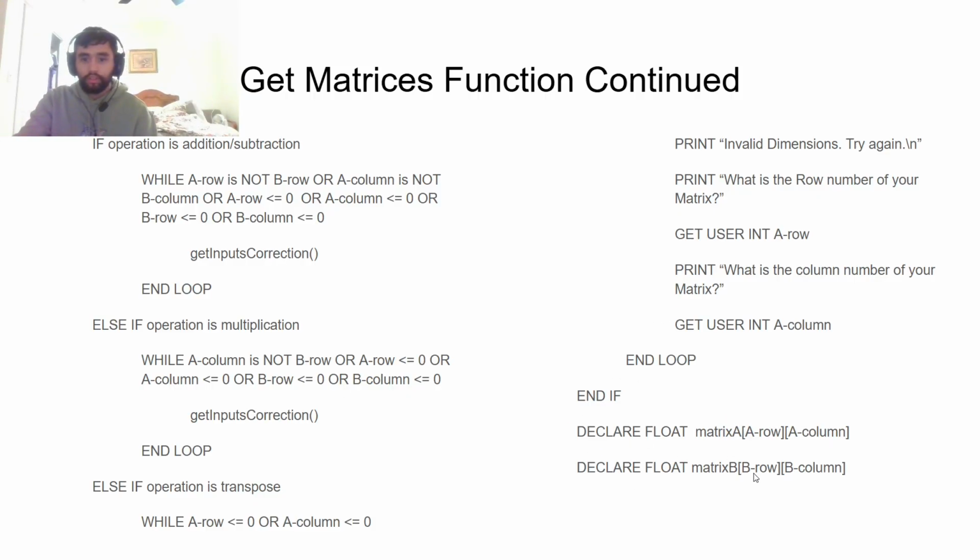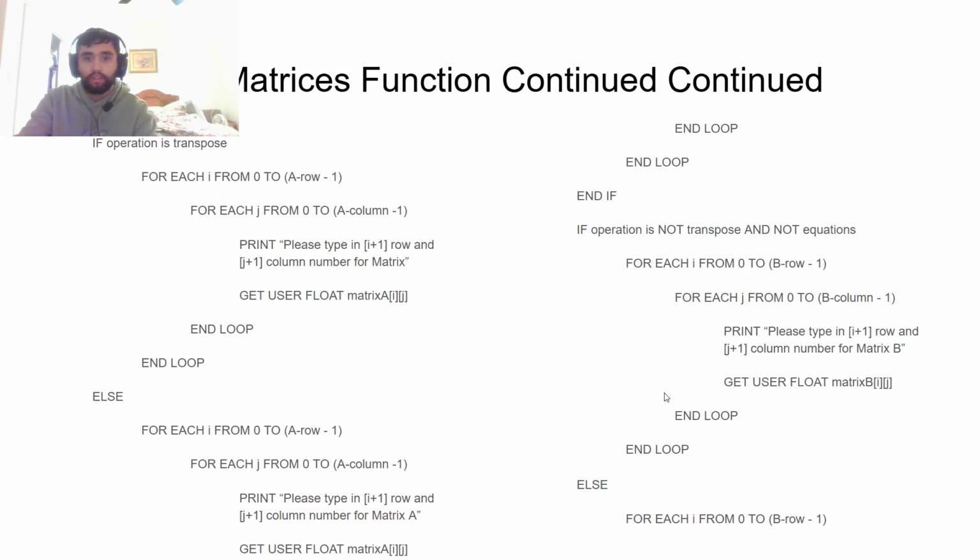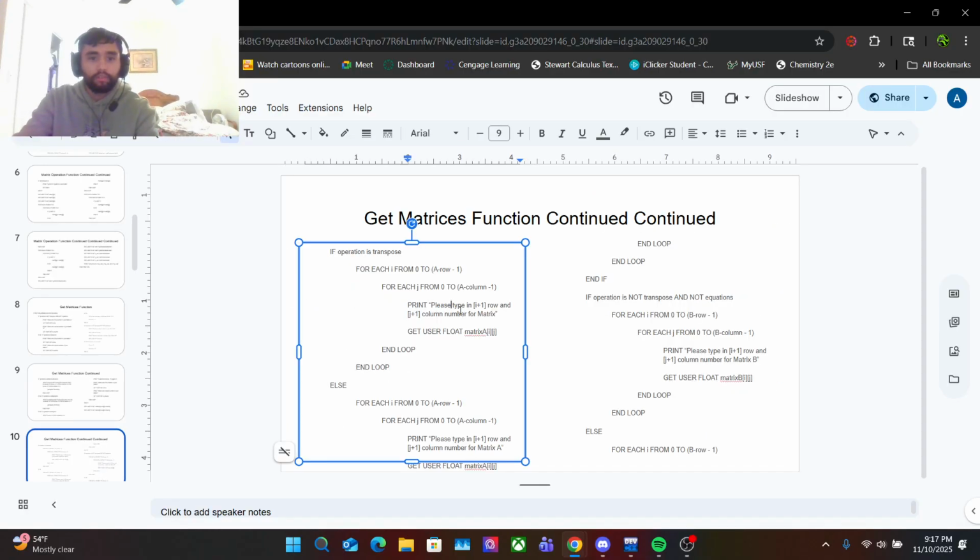And then this one declares the matrix A, matrix B, and then this checks if it's transposed, because if it's transposed, then it should only ever say like, please type in row, please type in, yeah, the column, no, not row number, row element.